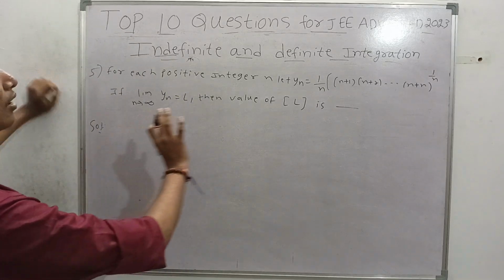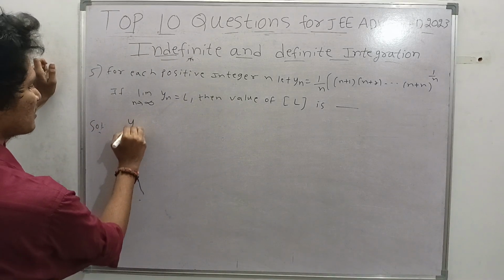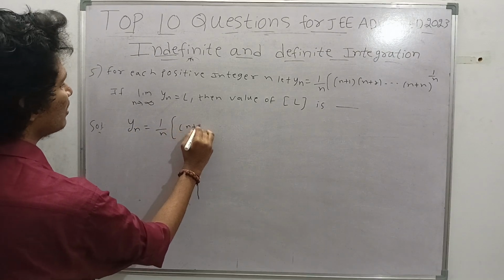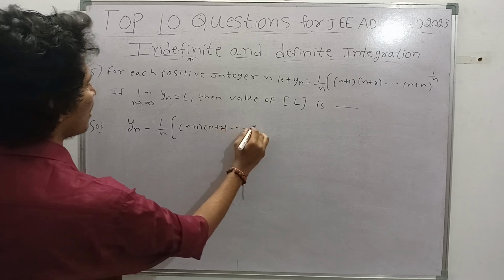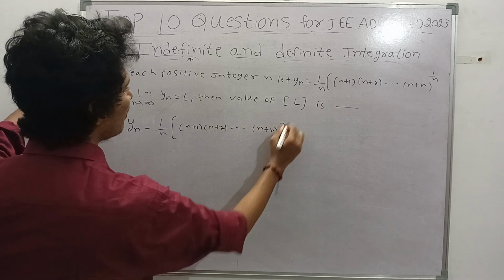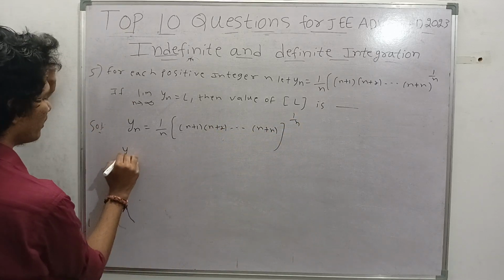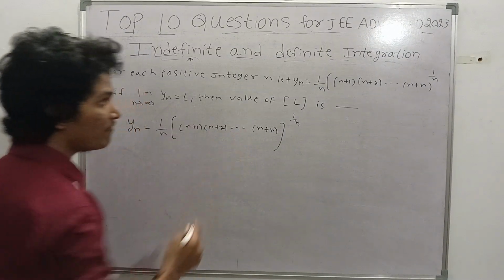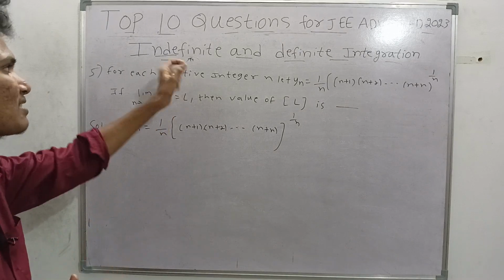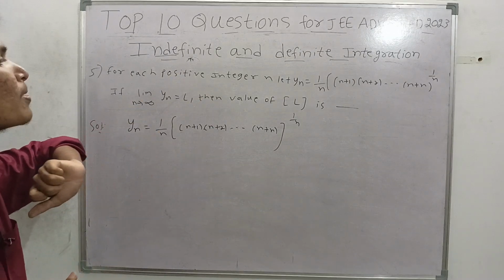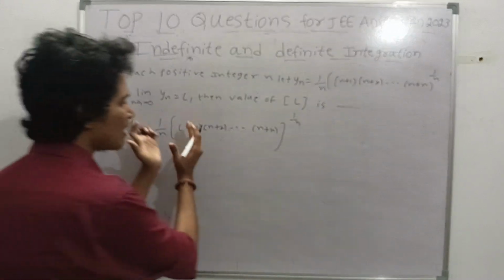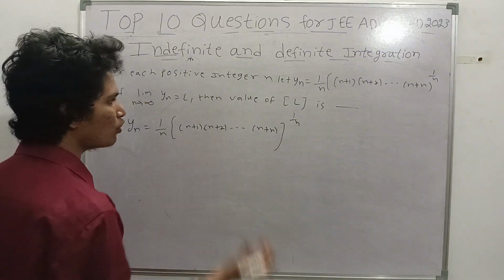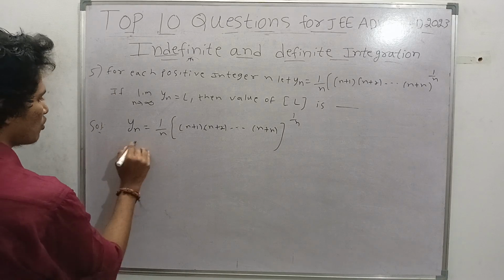Yes, it is completed. So now you have to assume this: y_n = [1/n × (n+1)(n+2) and so on up to (n+n)]^(1/n). Now carefully listen, guys. It is in the product form. But what I said in the Change Makers batch when discussing definite integration, limit to the sum, is that you need a summation, not a multiplication. So how can we convert the product into a summation?